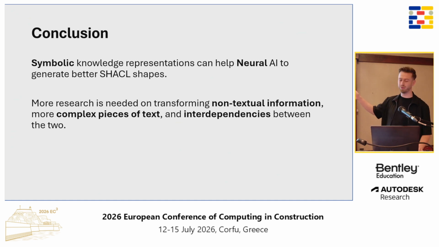So my conclusion would be that I think that symbolic knowledge representations such as ontologies can help neural AI to generate better SHACL shapes, but we need more research to, for example, combine with the VLM work that we saw yesterday to do more complex regulations, also more combinations of multiple regulatory statements, etc.